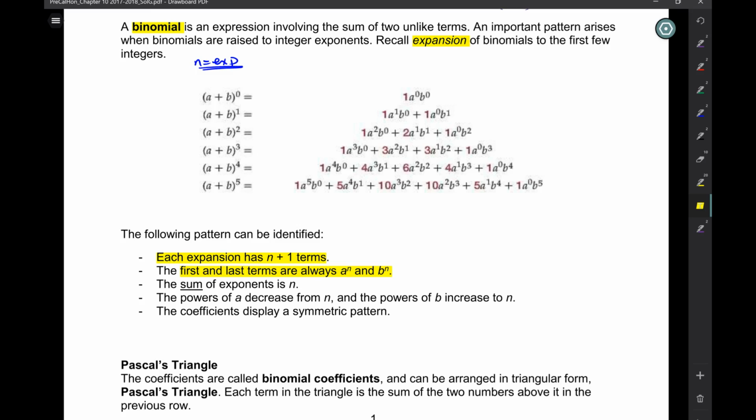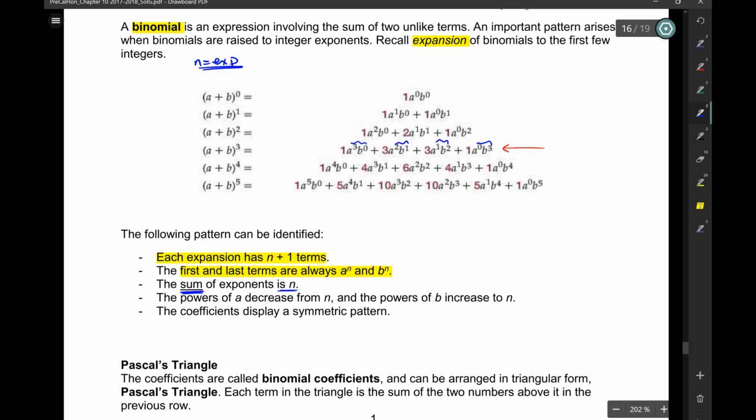Okay, let's take a look at each of the exponents, each term. So let's take this one here. Okay? Look at the first term and look at the exponents. 3 and 0, they add up to 3, 2 and 1, 3, 1 and 2, 0 and 3. So in each term, the sum of the exponents is always n.